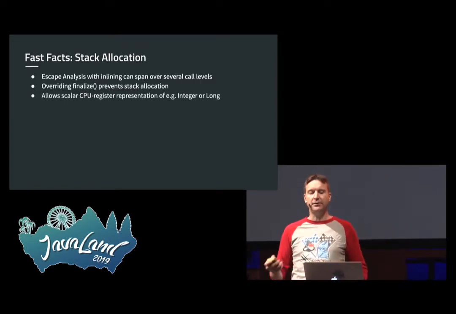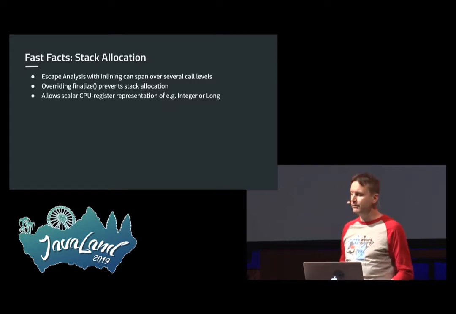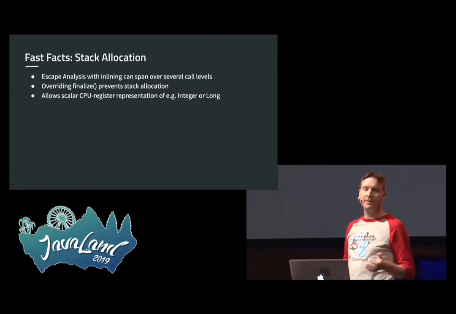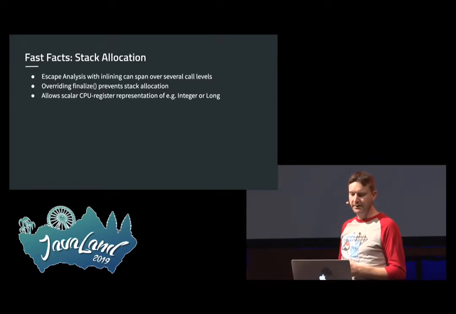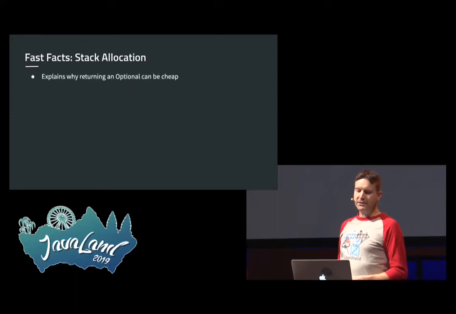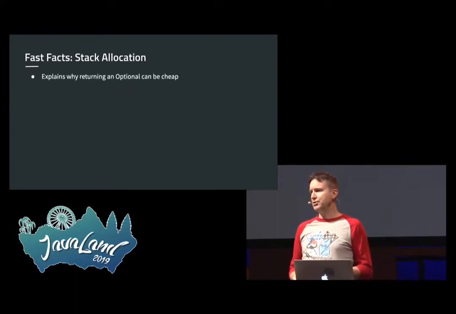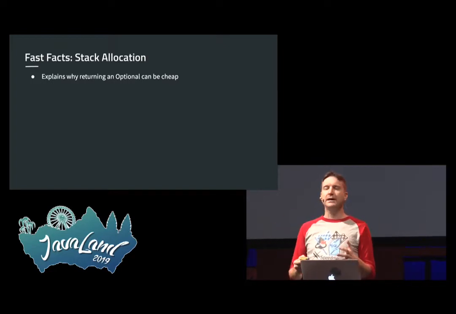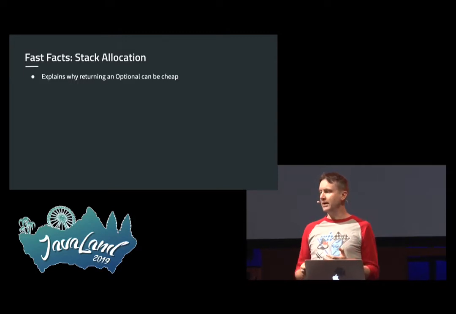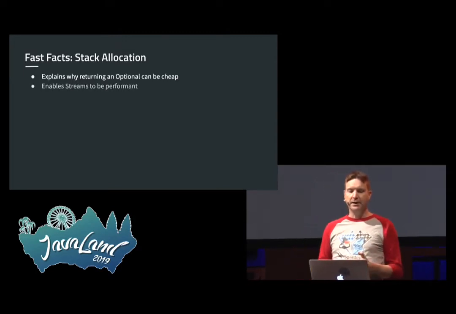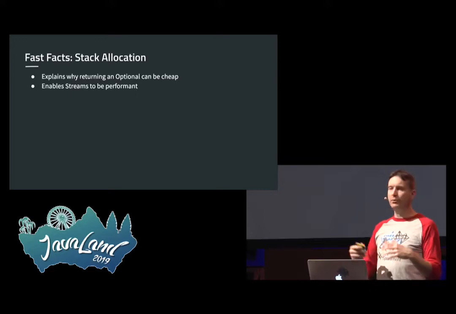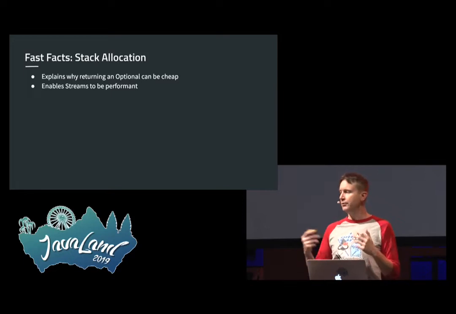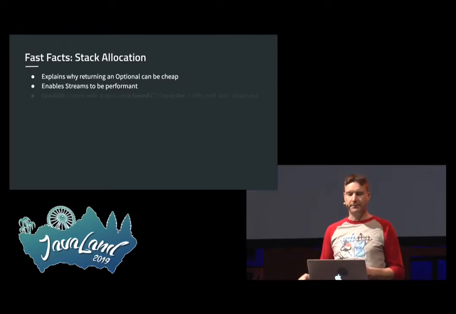Okay, in theory it also allows a scalar CPU representation of objects like longs or ints. If it does, I don't know, but that might be a future thing to do. So this explains, for example, why returning Optional can be very cheap. You might think that we create an Optional each time we return it, but in all practical sense, we don't do that. It's just on the stack. And this also enables streams to perform well because all the internal mapping operations are almost for free, because you don't have to create those intermediate objects.